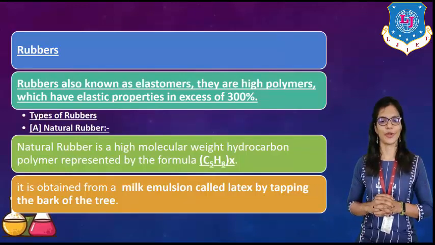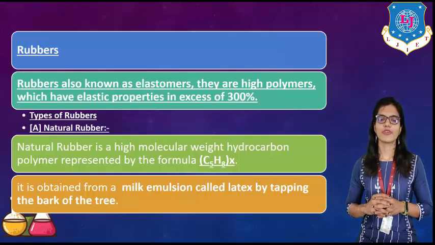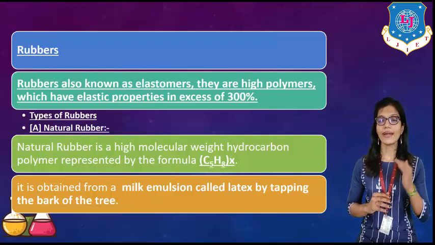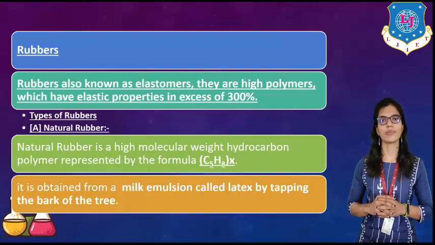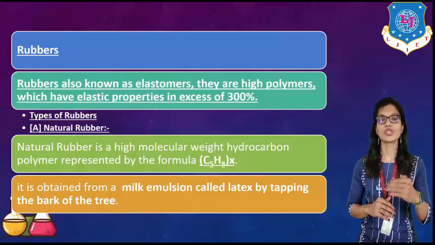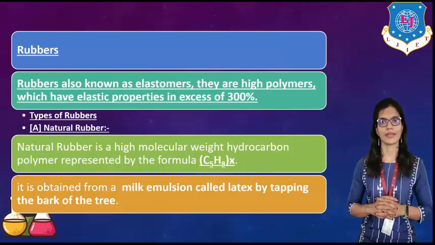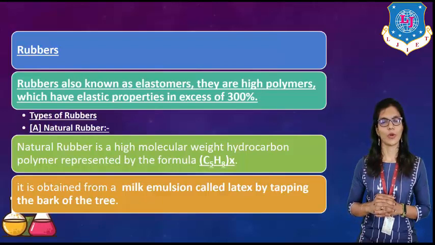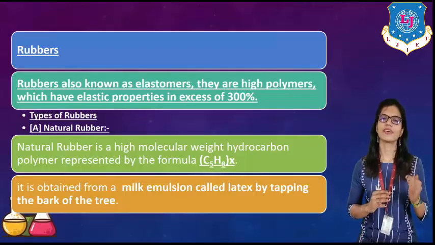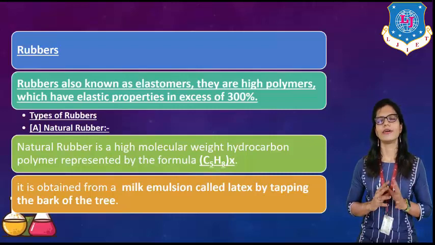If we deal with the types of rubber, it can be divided into two parts: natural rubbers and synthetic rubbers. So this is again a classification of rubber based on their sources. Now, from where is such rubber actually obtained? Rubbers are generally obtained from trees. It's a plant-based polymer. So let's take a look at the first one in detail, which is known as natural rubber.